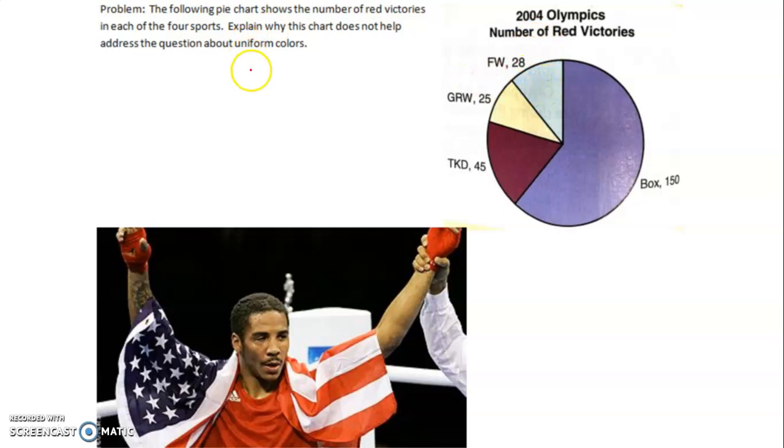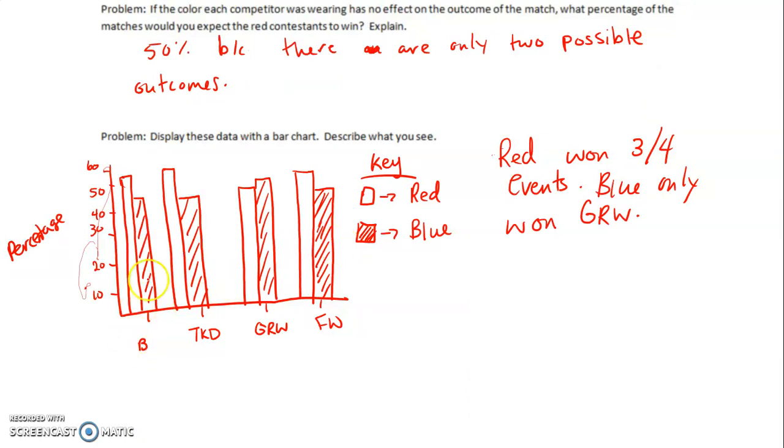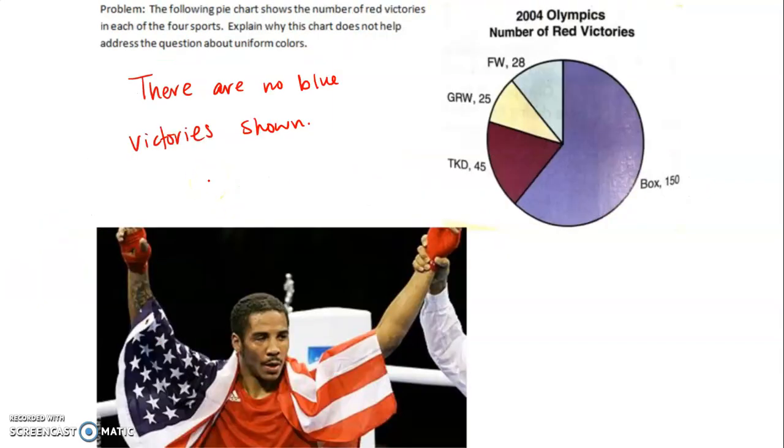So the reason it doesn't help us is because there are no blue victories shown. We're not able to compare if there's nothing to compare. Since it only shows red, we're only looking at red. So we need a graph more like this bar chart where we can see both red and blue on a graph. Okay. If you're just looking at one color, it doesn't really help us compare.